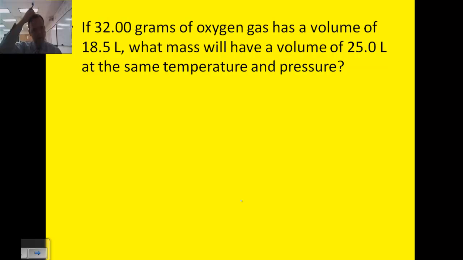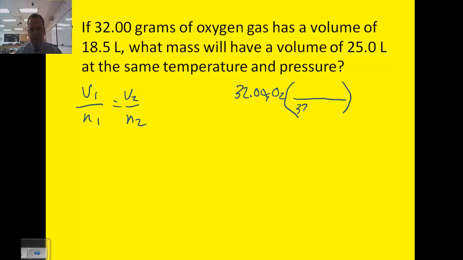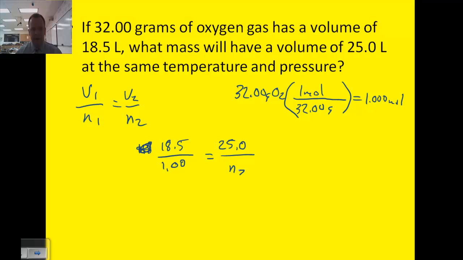Another example. 32 grams of oxygen gas has a volume of 18.5 liters. What mass will a volume of 25 liters at the same temperature and pressure have? So once again, V1 over N1 equals V2 over N2. You can see we have a change in volume here. We also have grams, so we first need to convert grams to moles. 32 grams of oxygen. Remember, oxygen is a diatomic, so its molar mass is actually 32. So we get 1.000 moles of oxygen gas. So 18.5 liters divided by 1.00 equals 25.0 liters over N2.